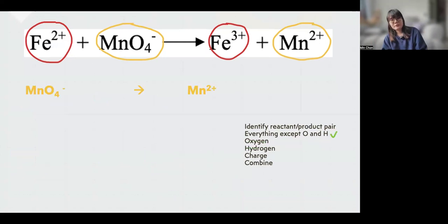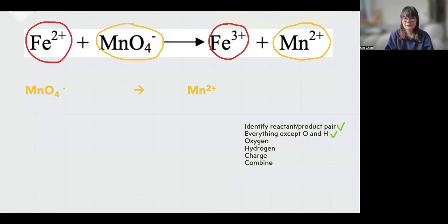So let's go on to the MnO4- to Mn2+ half equation. In this case, we also already identified the reactant product pair. And if you can see, there's only one Mn atom here and one Mn here. So it's also balanced. Everything except O and H is balanced.